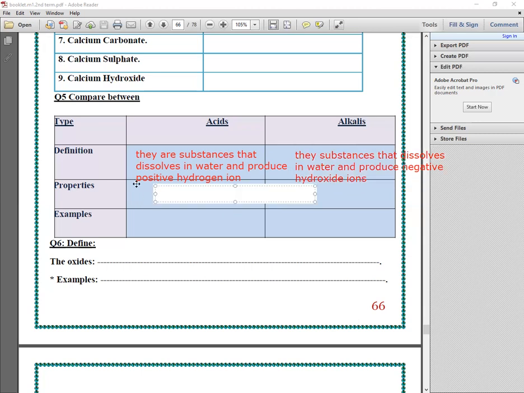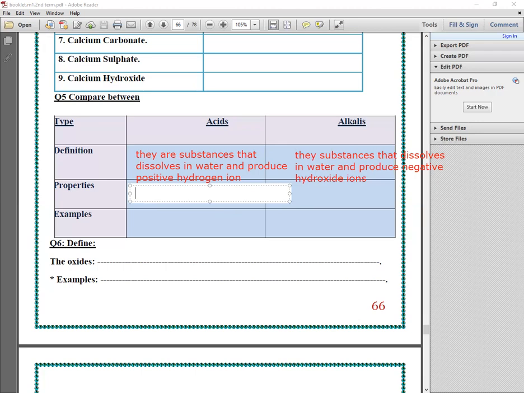What are the properties of the acids? The acids have a sour taste, but the alkalis have a bitter taste. And the acids change the litmus paper into what? Acids change the blue litmus paper into red, but alkalis change the litmus paper into blue.